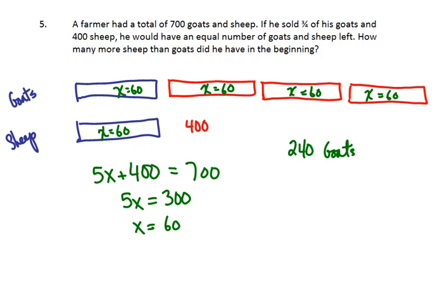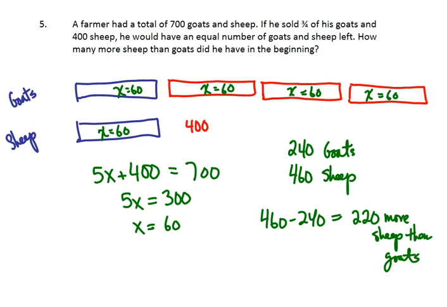And the question asked is, how many more sheep than goats did he have at the beginning? And that would be 460 minus 240, or 220 more sheep than goats in the beginning.